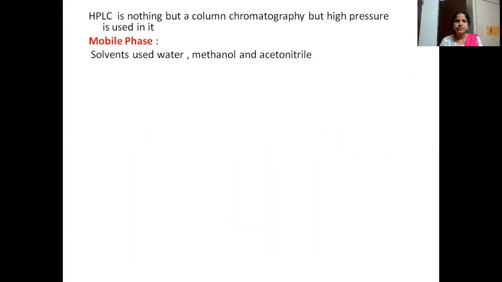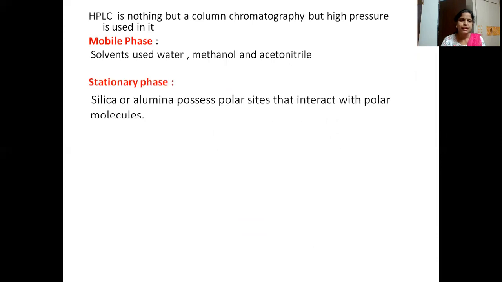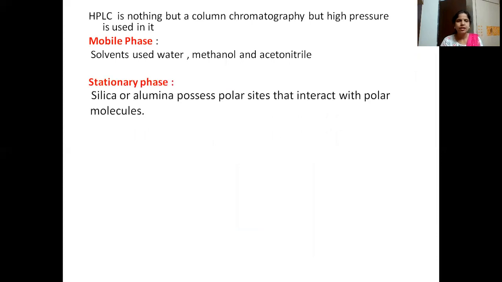Now HPLC is nothing but column chromatography, but high pressure is used in it. The mobile phases generally used in HPLC are water, methanol, and acetonitrile. All these are polar solvents. The stationary phases may be silica or alumina, which possess polar sites and interact with polar molecules. Suppose this is silica. As we know, silica is polar in nature, where we have OH groups bonded to the silica, and that is why it acts as a polar site.